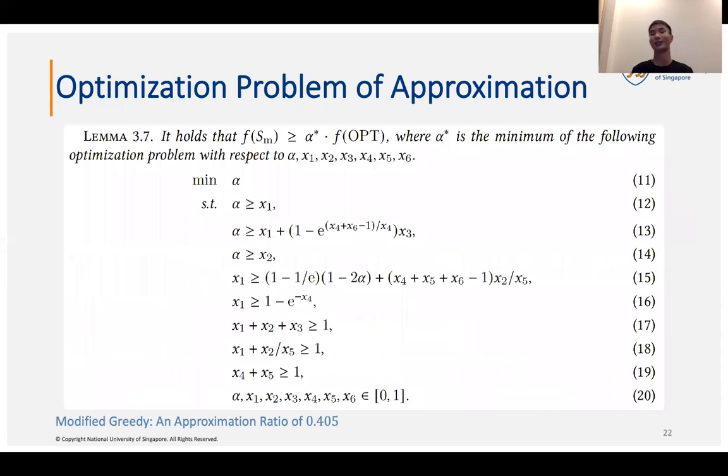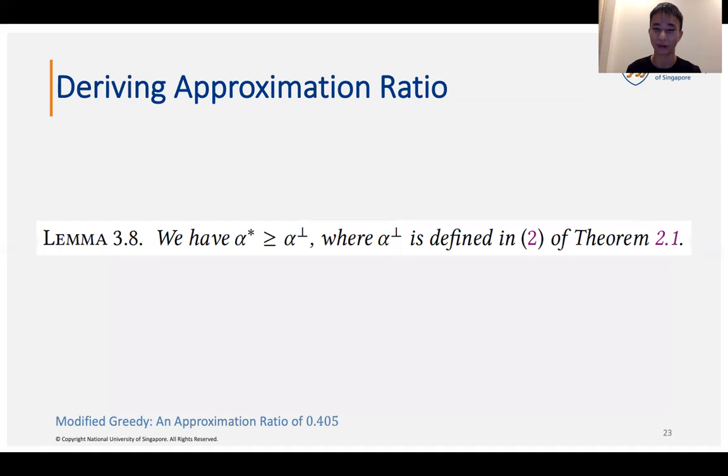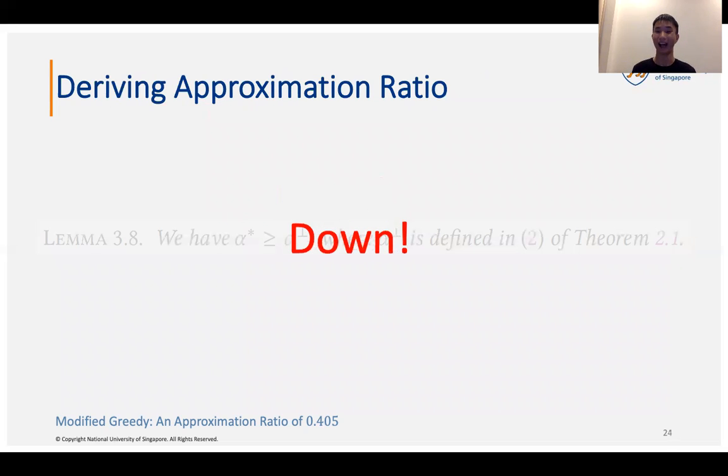Then we build the optimization problem. Finally, we just solve this optimization problem and get the approximation ratio. Everything is done, perfect, right? I skipped a lot of details. You may find them in our paper. Although the analysis is not easy to derive, at a high level the idea is quite clear.